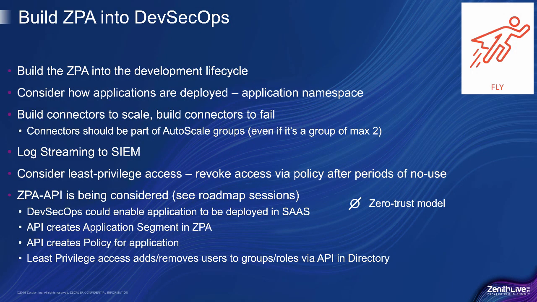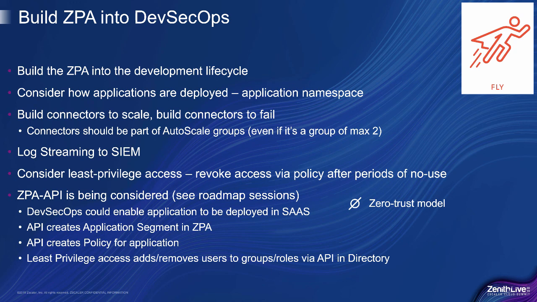So, we've now gone through crawl, walk, run, fly. What are the futures that I can start to do with this? I can start to build ZPA into the development lifecycle. Consider how your applications are deployed, making sure that as your developers are building them, they're building their CloudFormation templates, for example, so that the namespace they're building those applications match your DevSecOps process, and building that into those connector namespaces and which connectors are advertising which applications.